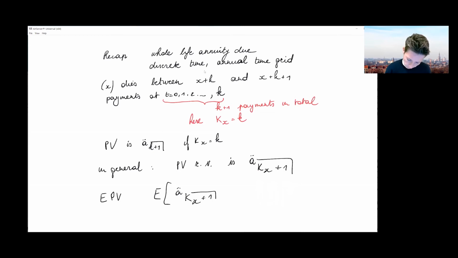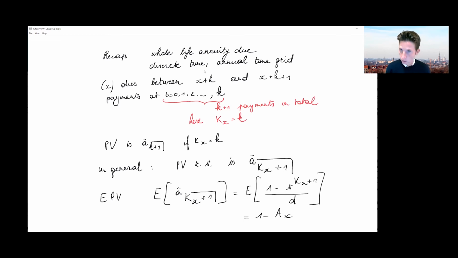So that's this guy. And I know from what we learned for annuity certains that boils down to calculating the following expected value, right? And if I then connect to what I learned for a whole life insurance in discrete time, I end up with the following EPV formula for a whole life annuity due that is issued to an X-year-old. Okay, so that's my EPV.